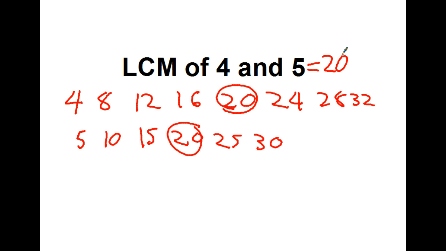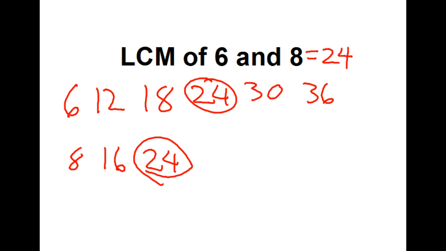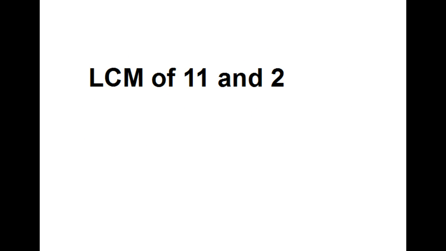By this point, I have some people in class who sometimes look at them and go, hey, you know what? If I just take the two numbers times each other, I get the LCM. Sometimes that works, sometimes it doesn't. In this case, 4 times 5 equals 20. But on the previous page, if I take 6 times 8, that would be 48. So 48 would also be a common multiple. It's just not the lowest one because 24 was lower.